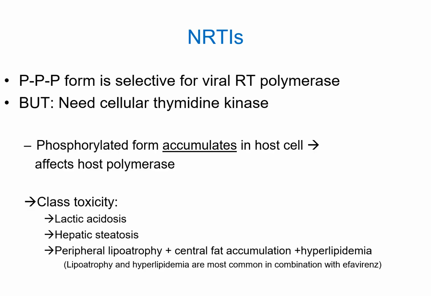Here, the story is different than valacyclovir and ganciclovir, because the phosphorylated form is selective for viral reverse transcriptase, and we need the cellular thymidine kinase. So there's no nice specificity to the viral thymidine kinase. Therefore, the phosphorylated form can accumulate in the host cell, and that can affect the host polymerase. We have a class toxicity.